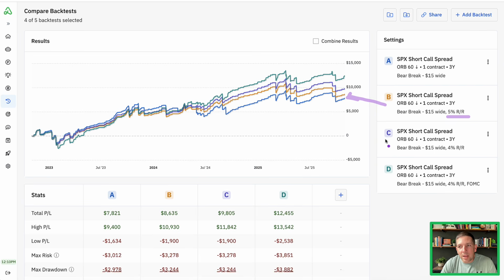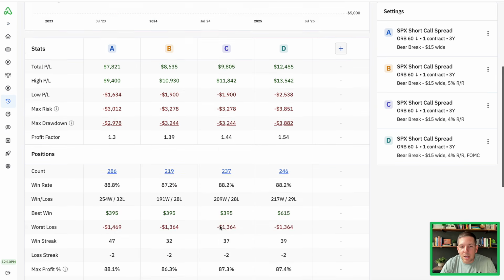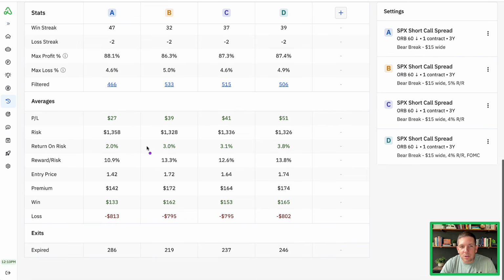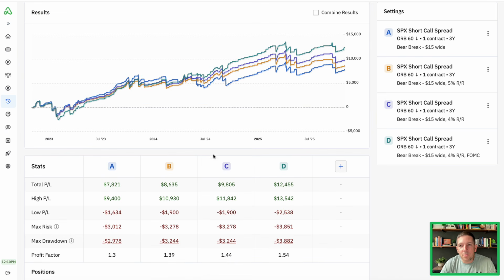At some point, I think I actually started with maybe a 10% and it was significantly worse. So I worked it down to something around 5-6%. In this case, I nudged it down even a little bit more. So 4%, which is strategy number C here, was an improvement as well. If you go down here, you can see that the profit factor is starting to inch up. We're starting to get improvements in the win rate across the board. So these are good metrics across the board. Your return on risk is going from 2% to 3% for the short call spread side.